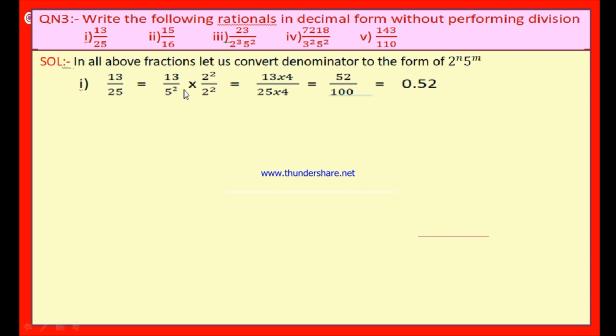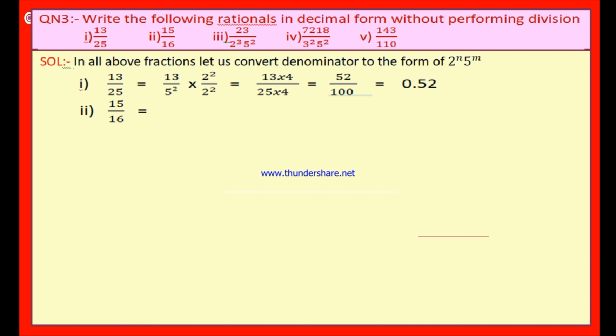To get 2 square also at the denominator, let us multiply both numerator and denominator with 2 square. Then numerator is 13 into 2 square, that is 13 into 4, by 25 into 2 square, which is 4. 13 4s are 52, by 25 4s are 100. 52 by 100, you have to divide 52 by 100. Since 100 means there are 2 zeros, after the decimal there should be 2 places, therefore this is 0.52.